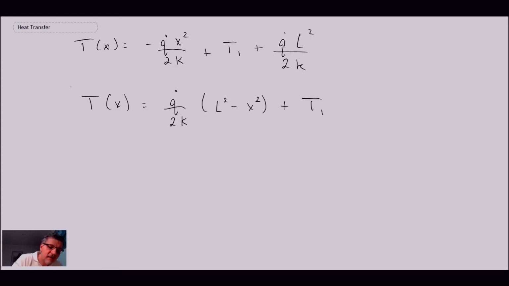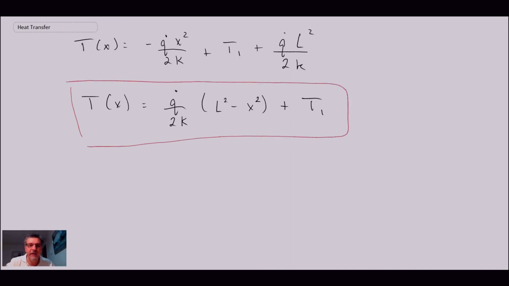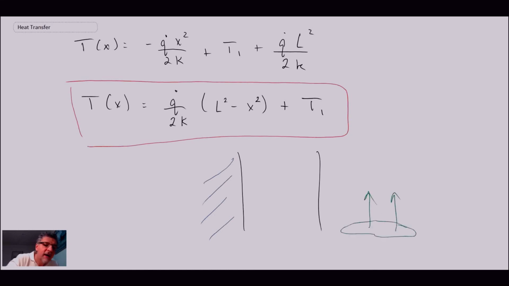So this is what the temperature profile in the wall turns out to be with internal generation. Recall we had a wall like this, we had insulation over here, we had a free convective environment. And what this is telling us is temperature as a function of x, and x is starting at this location here. So it gives us the temperature distribution.